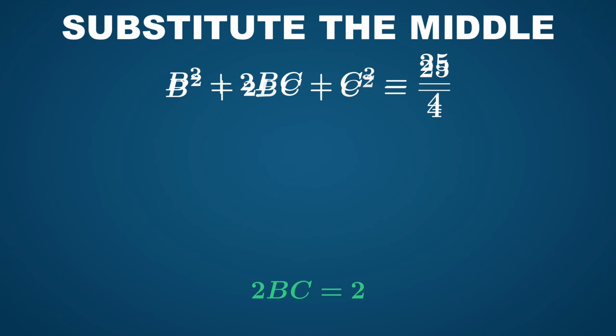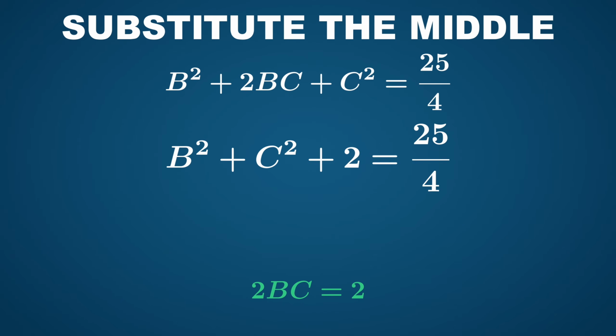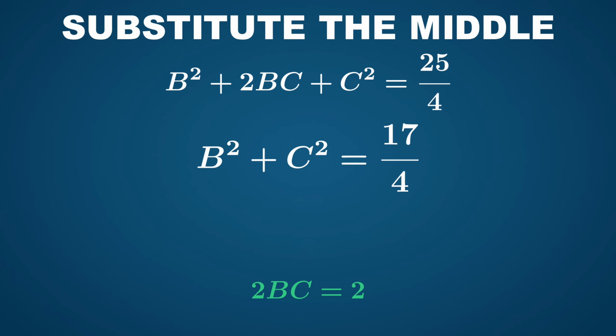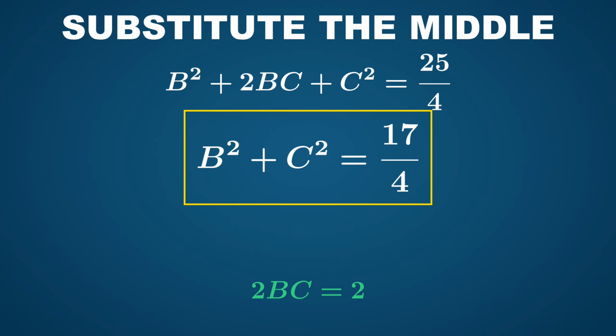Our equation becomes b squared plus c squared plus 2 equals 25 over 4. Now we move that 2 over to the right side by subtracting it. 25 over 4 minus 2 is what we need to compute. The number 2 is the same thing as 8 over 4. 25 over 4 minus 8 over 4 leaves 17 over 4. So b squared plus c squared equals 17 over 4. This new equation has no square roots left in it.